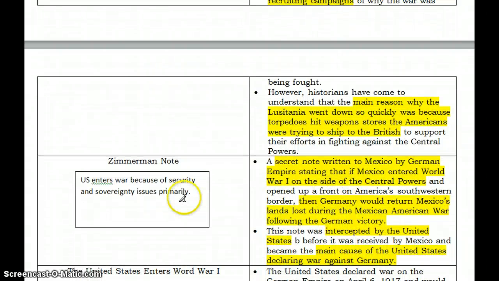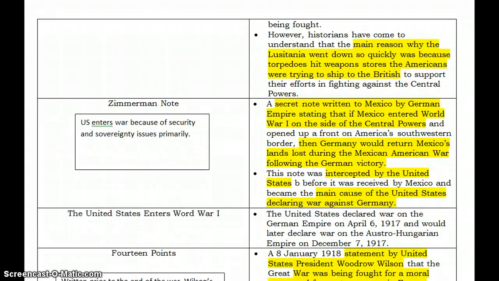I want you to see that I added a note to the Zimmerman note, haha, that says U.S. enters the war because of security and sovereignty issues primarily. So remember, it's not really about being upstaged or angry at the sinking of the Lusitania. It's really about the moment where we realize that this war is going to affect us, even if it isn't in our neck of the woods necessarily. It's going to affect us, and potentially very gravely, because as we can see, Germany is trying to incite Mexico to fight against us in the war.